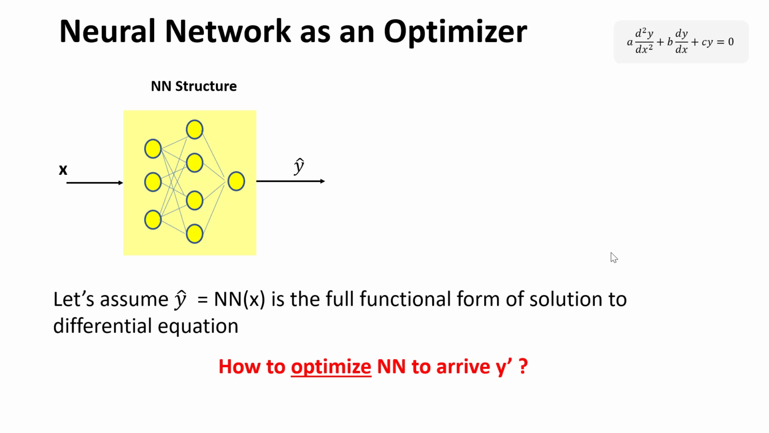So let's look at neural network as an optimizer. Here we have X input going through the feed-forward neural network structure and generating y hat. Let's assume y hat is equal to neural network of X and is a full functional form of solution to the differential equation. If y hat is a full functional form of the solution, the question is, how can we train the weights to arrive at y hat?